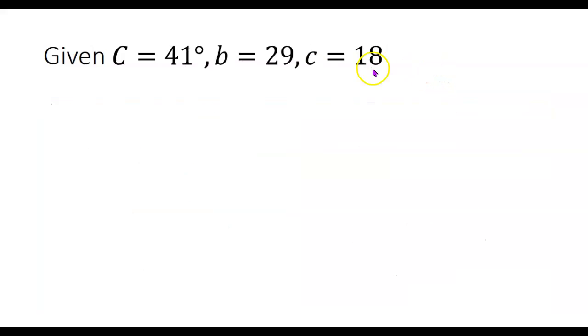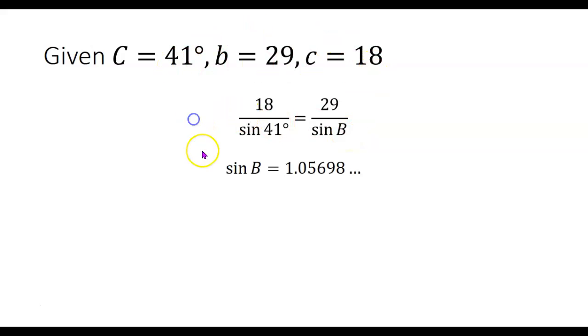Now let's look at another example where we have one angle and two sides. It starts out like the last one. We set up little c over the sine of big C equals little b over the sine of big B. Plug in the three numbers we have, solve for sine of B. We get that the sine of B is 1.05698 and so on. But here we've hit a snag.